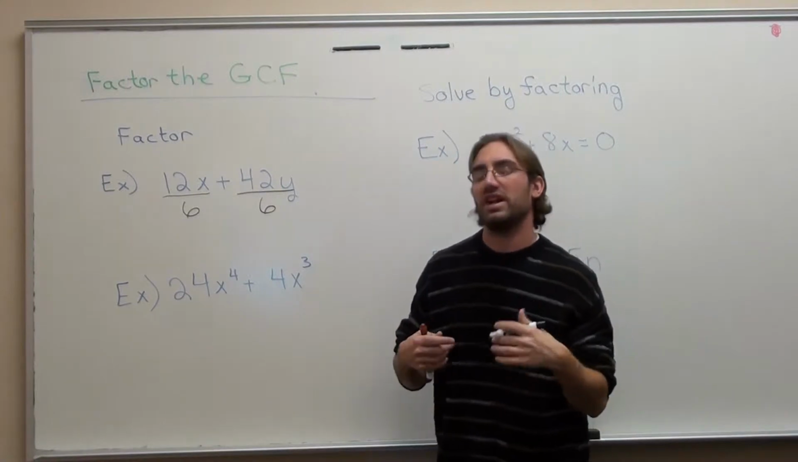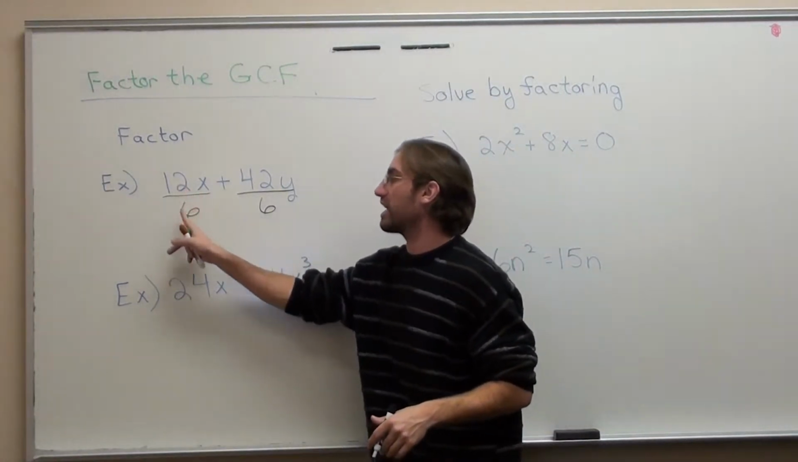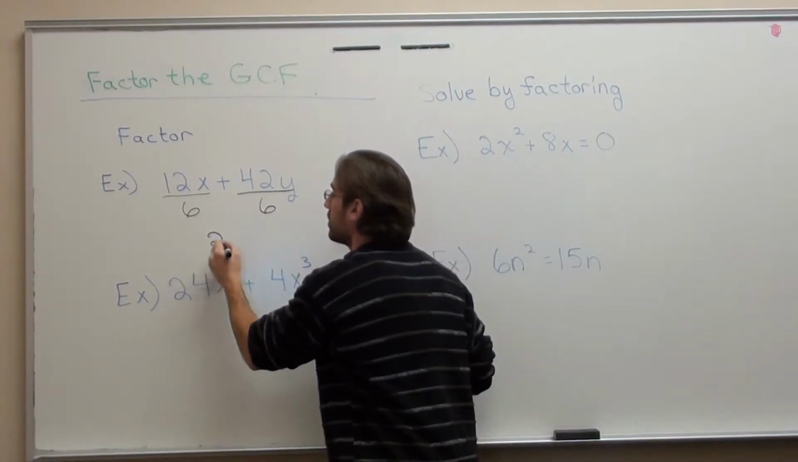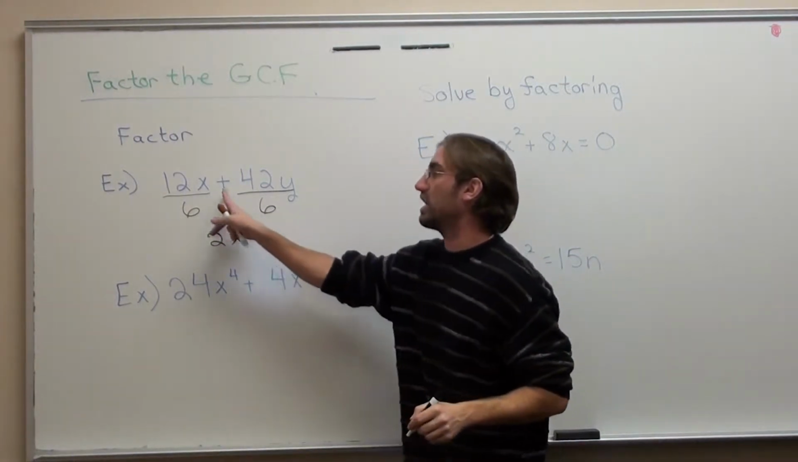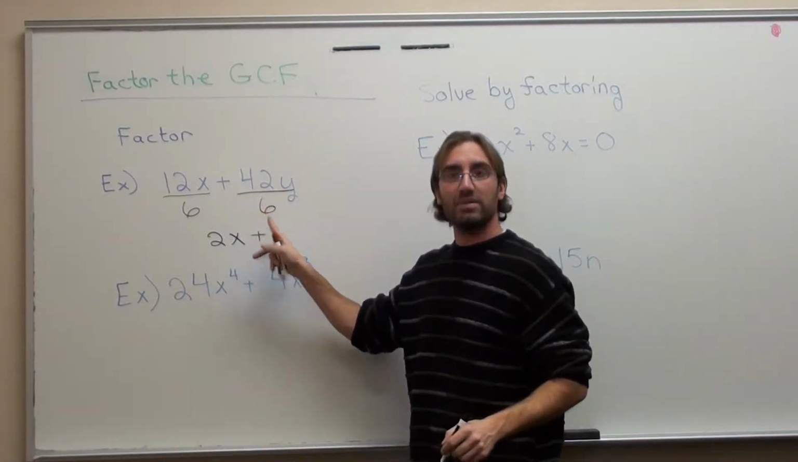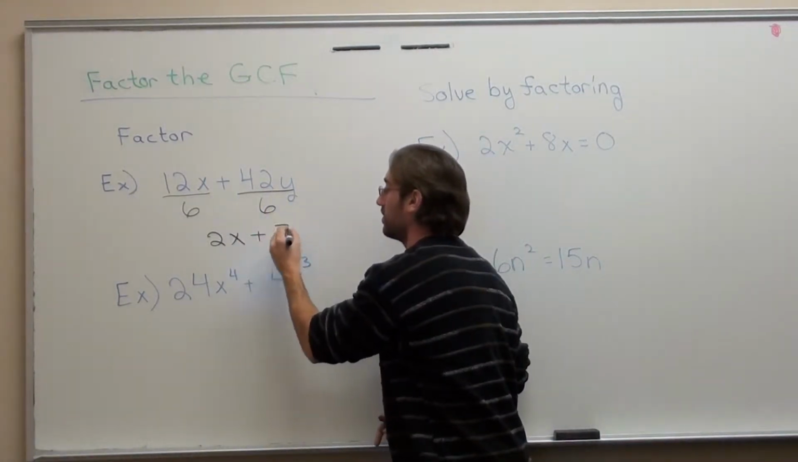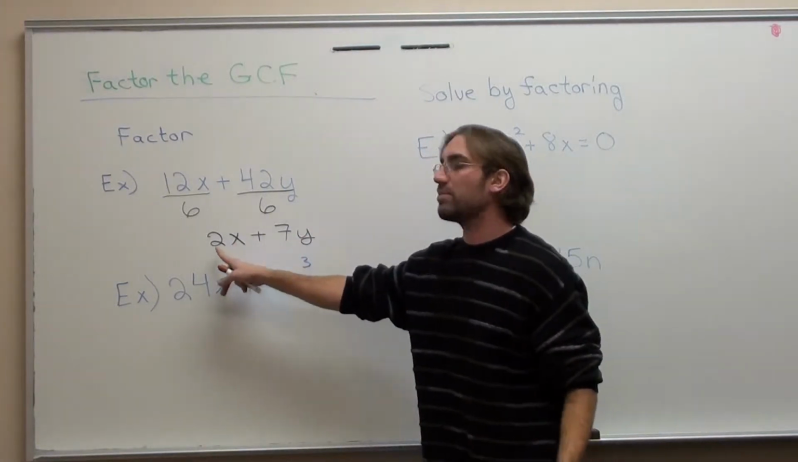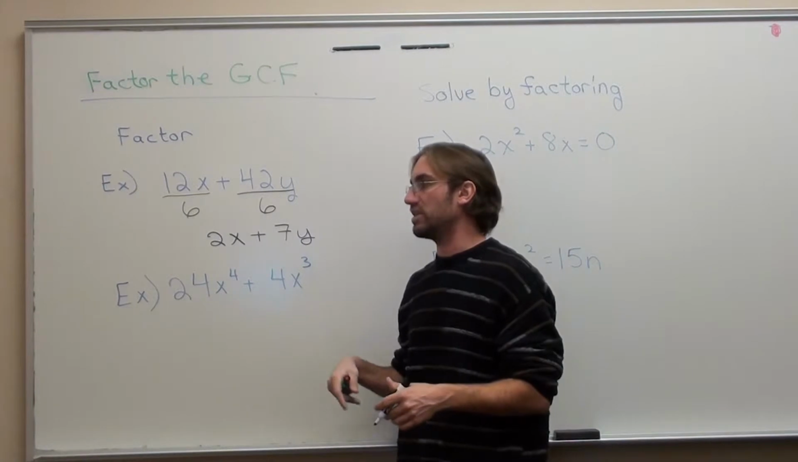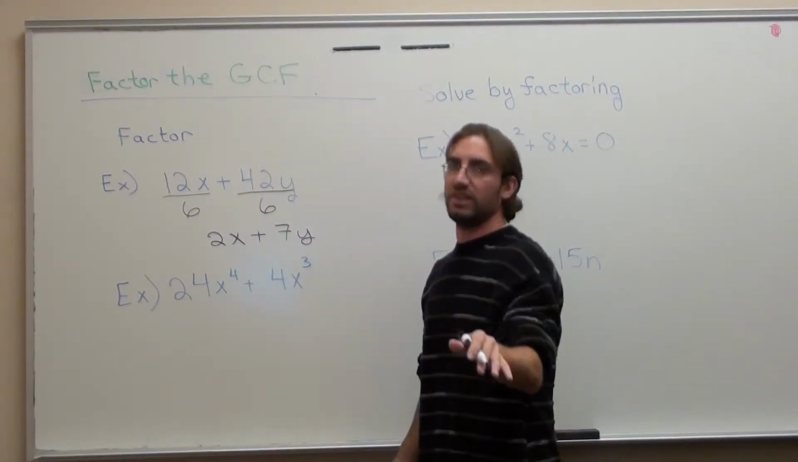Now, when you divide them both by 6, 12x divided by 6 is 2x. And then you got a plus sign. 42y divided by 6 is 7 with a y left over. Is there any number that goes into 2 and 7 that you can divide them both by? No. X and y are different, so you're fine. Done. At least my students think so.